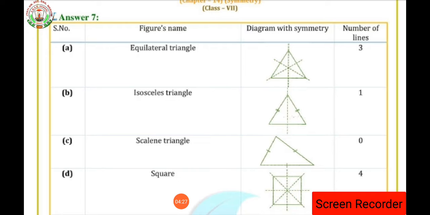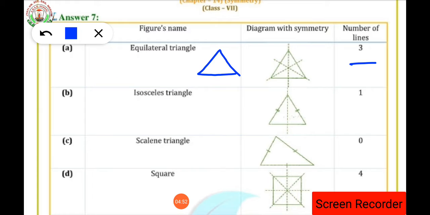In the first box you have to write the serial number. Figure name: whatever name is given in the question, that name comes over here. Then we have to draw the figure, as well as write the number of lines of symmetry along with the name. The name is already given in the question. So in the first question, it is an equilateral triangle. As we know, in the equilateral triangle, all the three sides are equal in measure. Therefore, how many lines of symmetry will be there? 3 lines of symmetry will be there, and you have to draw the lines of symmetry by using your scale and your pencil.